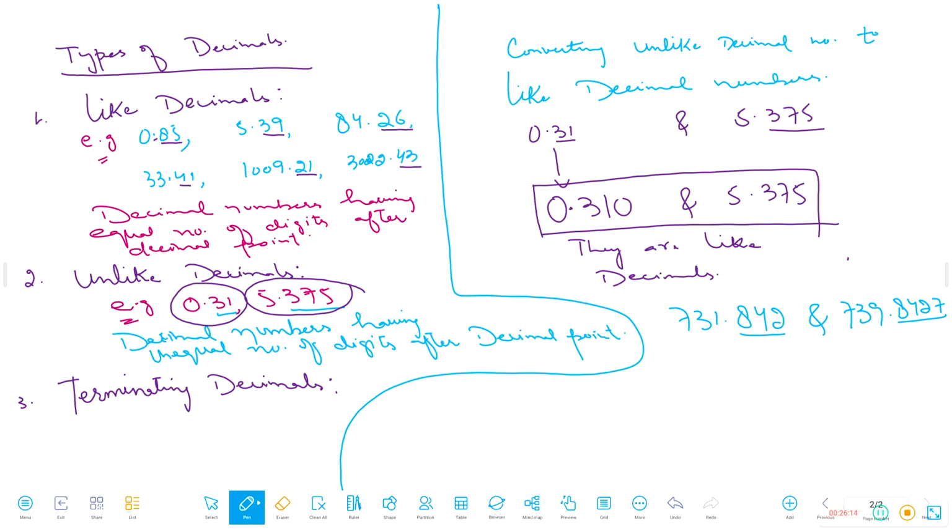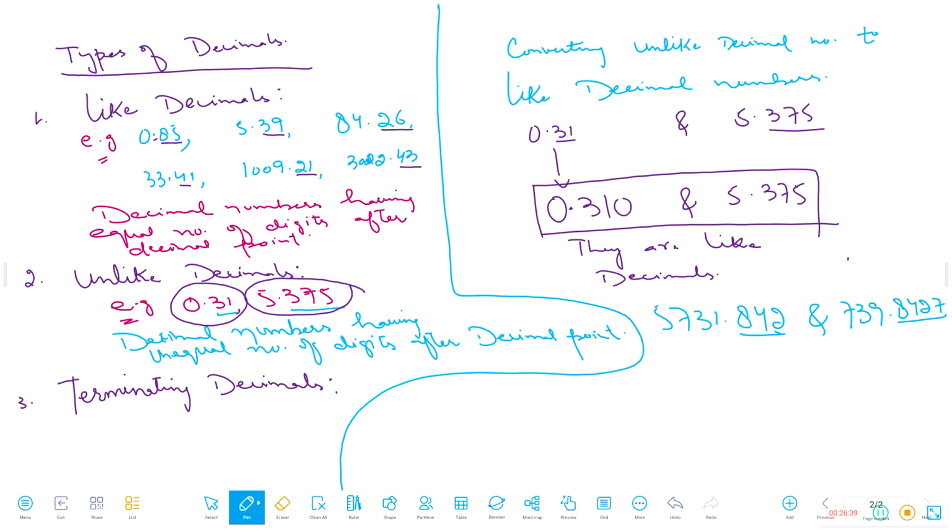Even if they contain an unequal number of digits, suppose it would have been 5731, that is 4 digits against 3 digits, the whole part has nothing to do with like and unlike fractions. It is only the digits after the decimal point that make decimal numbers either like or unlike. So it is easy for me to put one more zero in the 3 digits after the decimal.